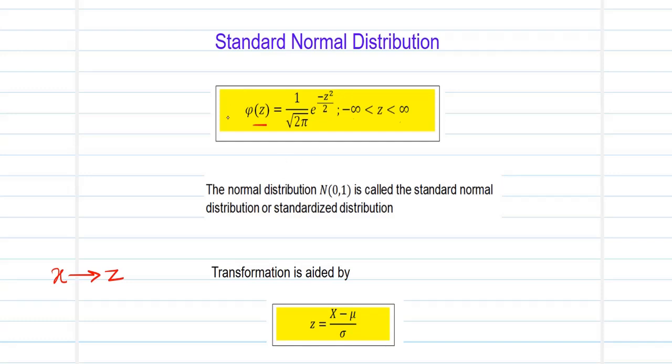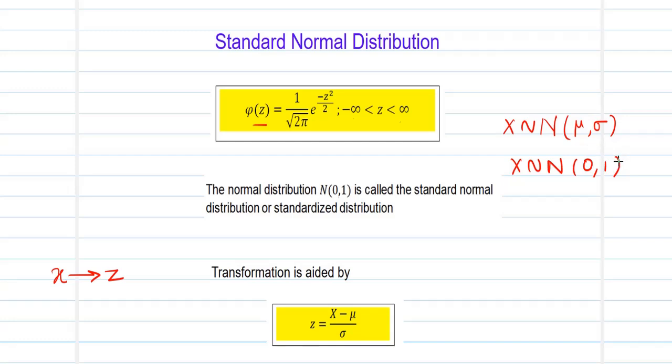So this distribution is a normal distribution with N of 0, 1. What do we mean by N of 0, 1? Normally we say that x follows normal distribution with mu, sigma. So now I say z follows normal distribution with 0, 1.